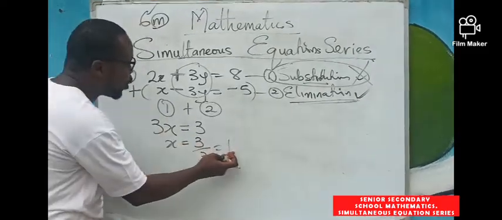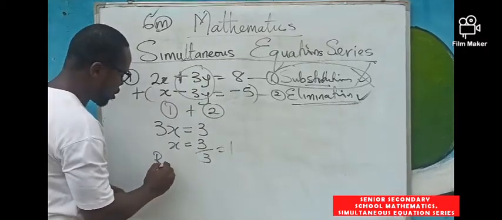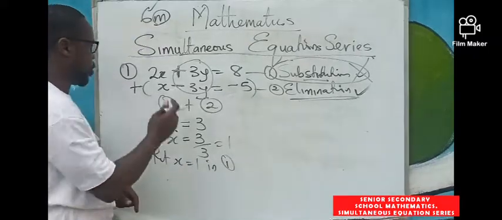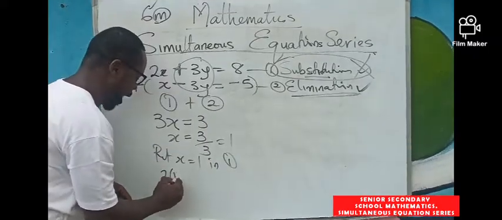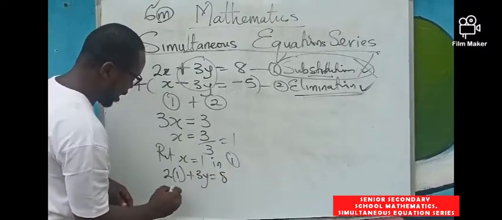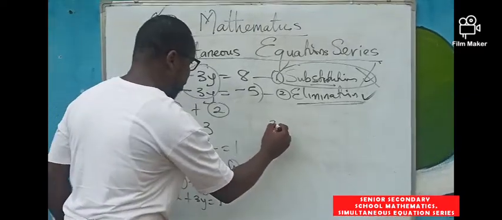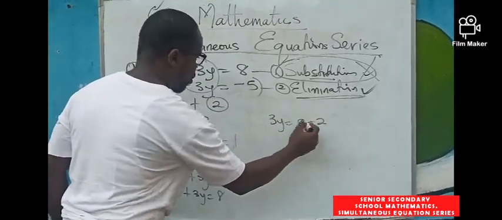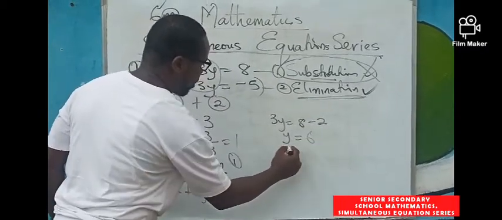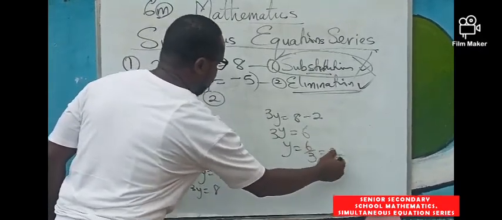Then I can now impute the value of x in any of the equations. So we can say put x equals to 1 in the equation 1. So x is 1. So I can simply say 2 times 1 plus 3y is equals to 8. So I can say 2 plus 3y is equals to 8, meaning that 3y is equals to 8 minus 2. Sorry, 3y is equals to 6, meaning that y is equal to 6 over 3, which is 2.